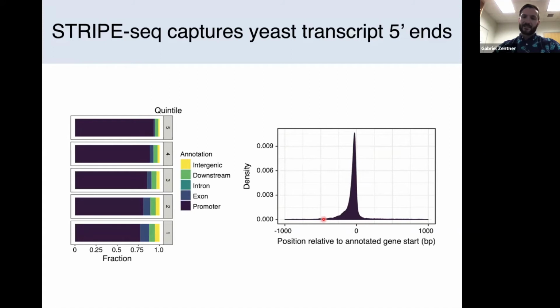And if we plot the density of TSSs detected by yeast STRIPE-seq relative to annotated gene starts, that being the start codon in the case of a protein coding gene, or the first transcribed base in the case of non-coding RNAs, we see a very strong enrichment of TSS positions just upstream of the annotated gene start. Again, suggesting that there's quite a bit of heterogeneity. It's not just a single position where all the TSSs are falling.